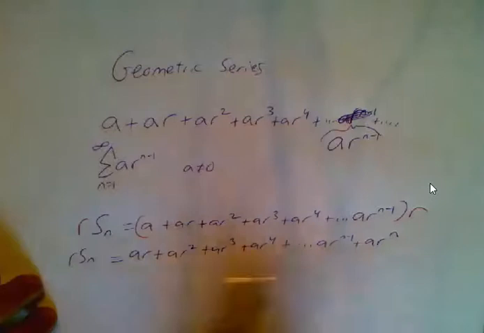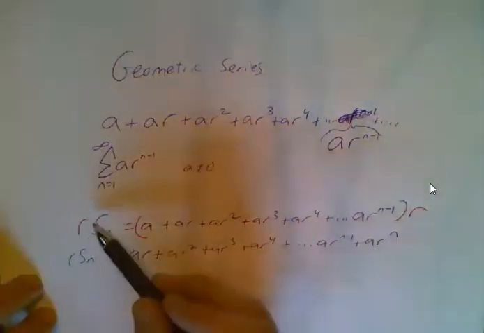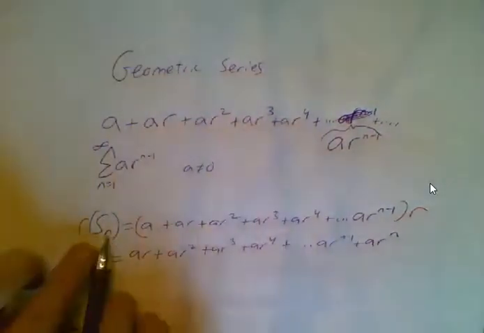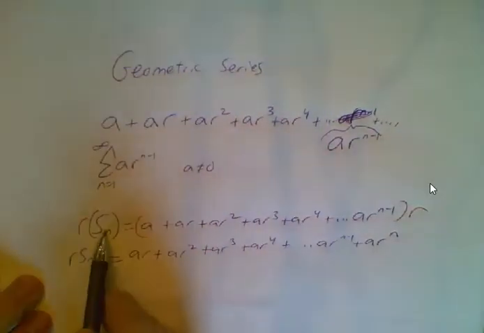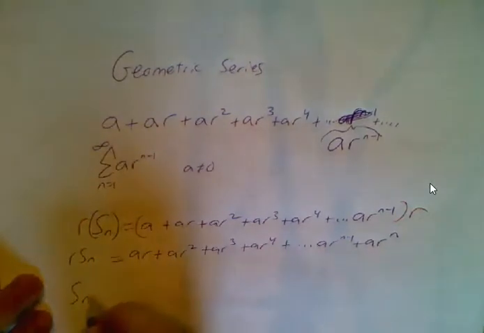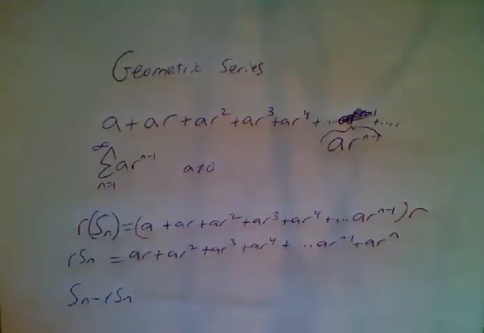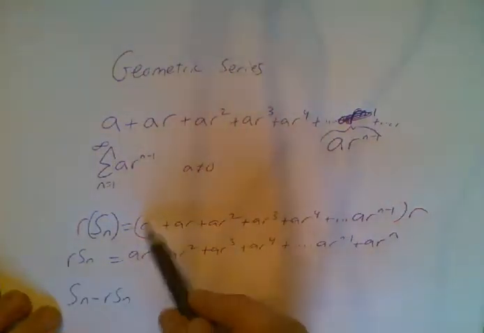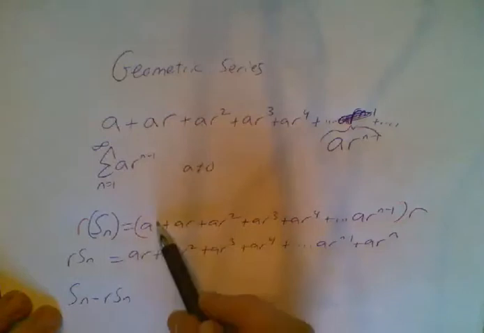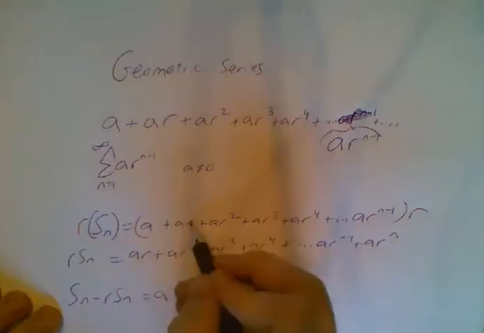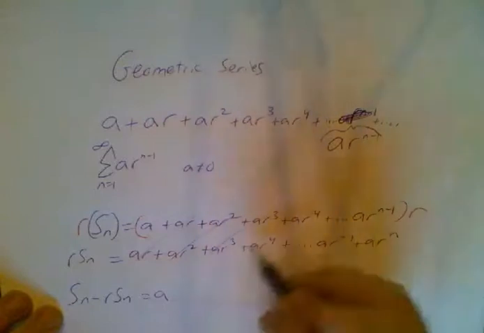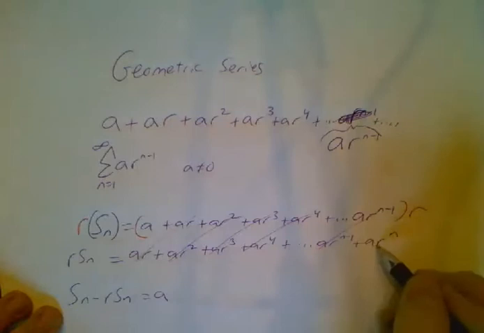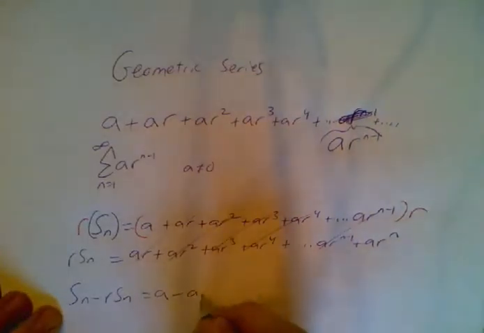Let's subtract this series from the original one. This was the original one, right? So I'm going to take my original series and subtract this series. So S_n minus r S_n. If we subtract term by term, I have an a in this series, but I don't have an a over here. So a minus nothing, of course, is just a. My ar minus ar, that's gone, gone, gone, gone, etc. The only thing left is nothing minus ar to the n. So it's going to be minus ar to the n.